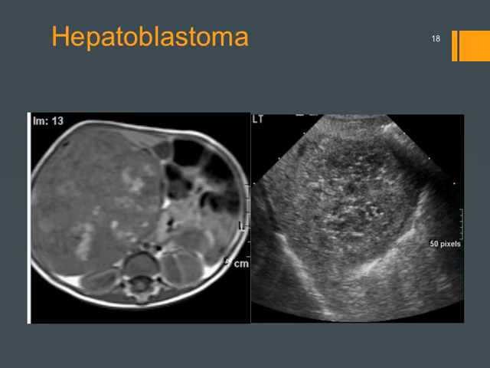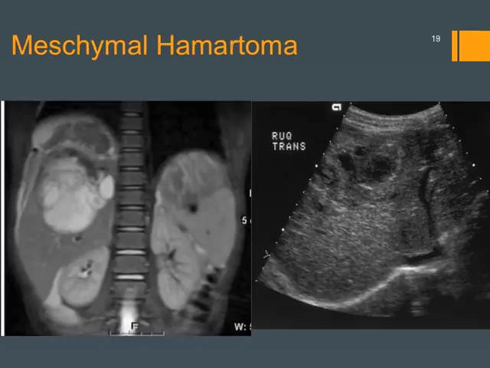Here, an example of a hepatoblastoma. Notice that this lesion on T1 weighted imaging includes some bright T1 signal. In addition, small calcifications were noted on ultrasound. This likely reflects hemorrhage and subsequent calcification into this lesion.